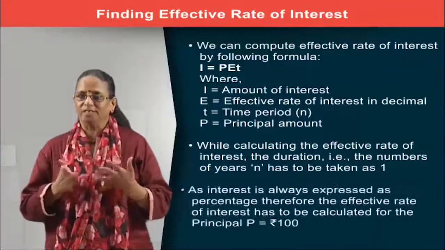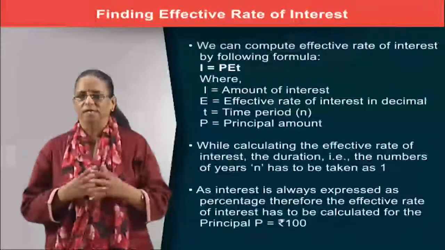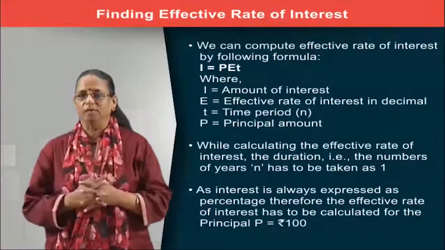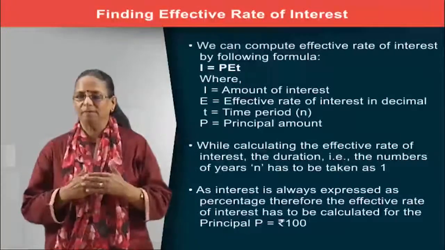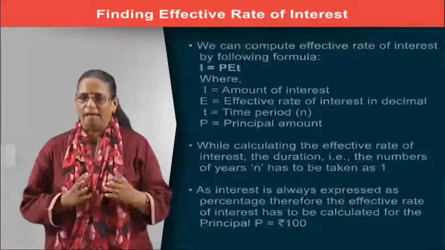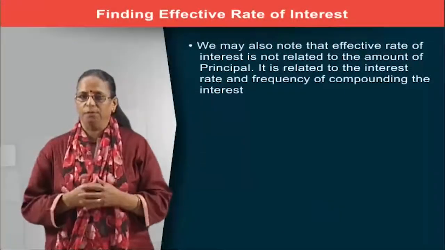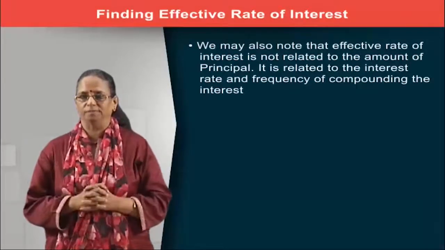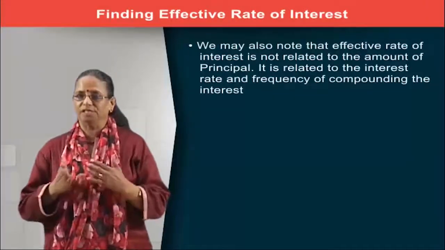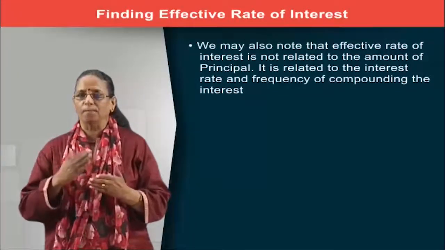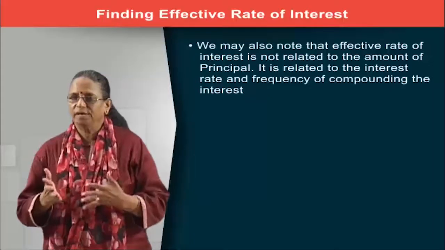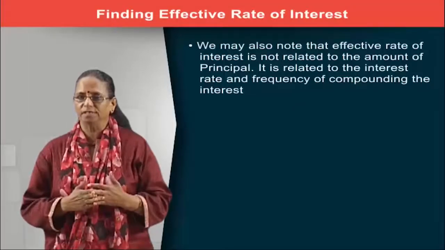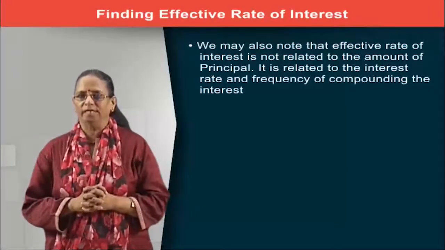And we know that interest is always expressed as a percentage. Therefore, the effective rate of interest has to be calculated for the principal P equal to rupees 100. So your principal will be 100, N will be equal to 1. And also we need to make a note that the effective rate of interest is not related to the amount of principal. It is related to the interest rate and frequency of compounding the interest. So the effective rate of interest does not depend on the amount of principal, but it depends on the rate of interest and frequency of compounding the interest.